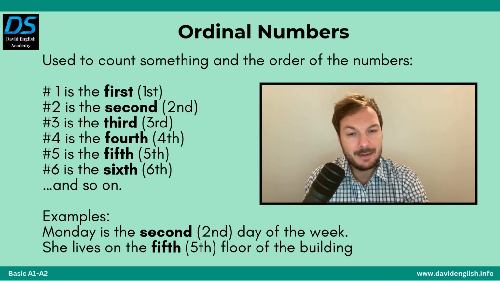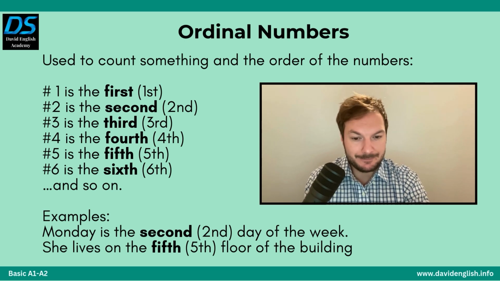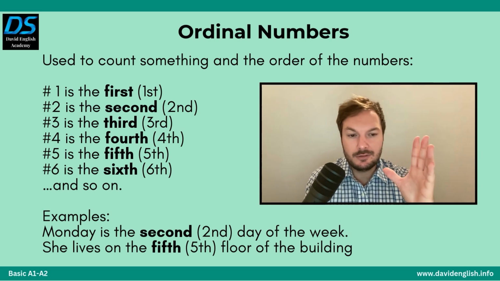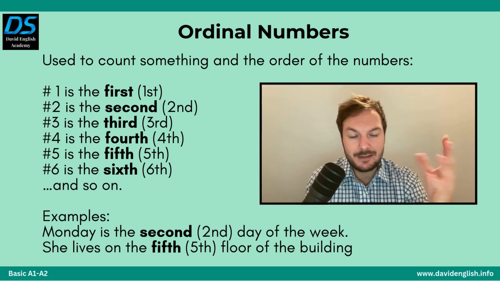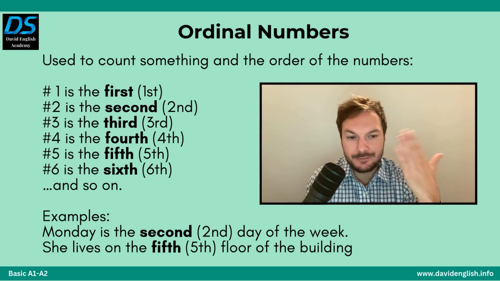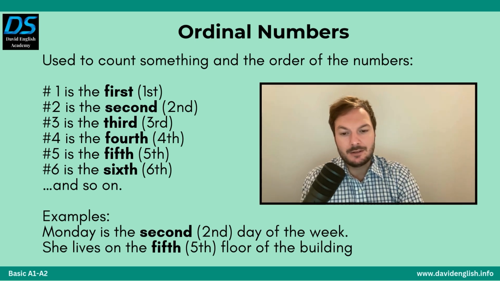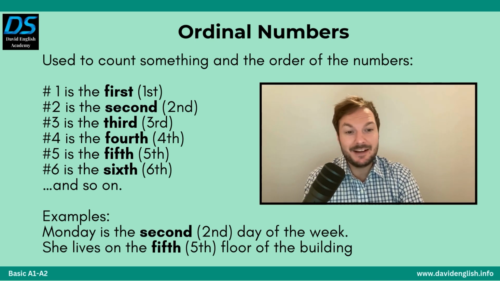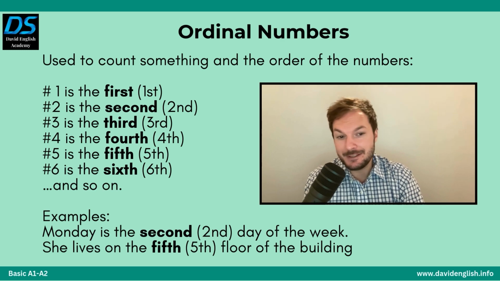Example: Monday is the second day of the week. She lives on the 5th floor of the building. You can think of this ordinal number as an adjective, something describing something. It always goes in front of the thing. So for example, which floor do you live on? Well, I live on the 5th floor, just like she does.